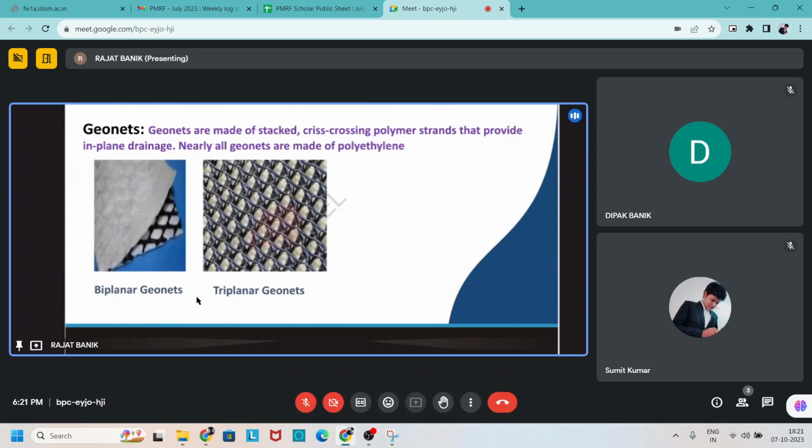In-plane drainage means water can pass in between these geonets. This is mainly made of polythene. The polythene polymer is used to make these geonets. And there are two types of geonets given here: one is biplanar, another one is triplanar.